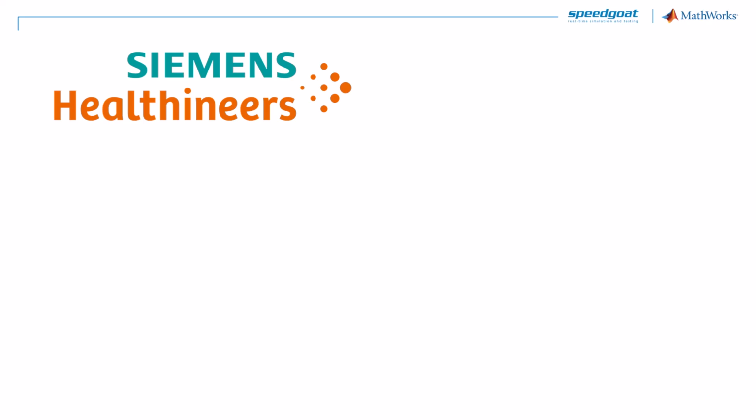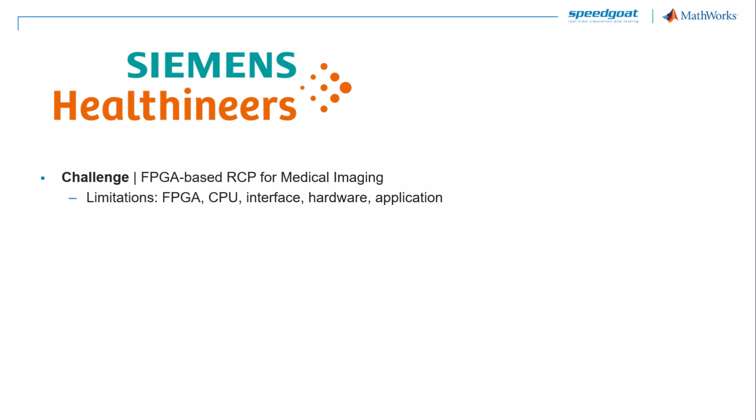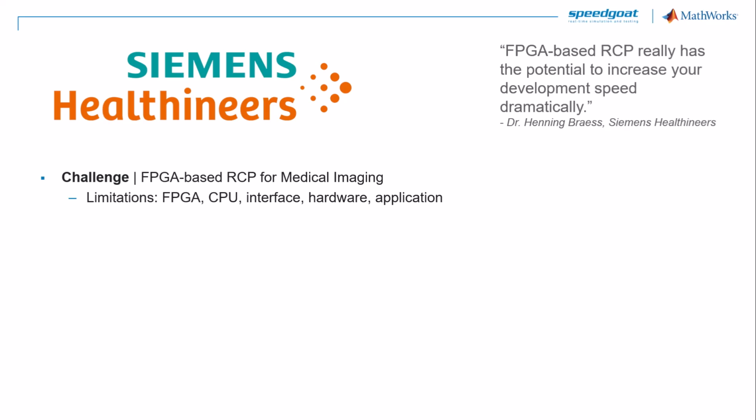As part of their development process, the Siemens Healthineers team are applying rapid control prototyping with FPGA-based computer vision, which leads to lots of individual elements of complexity: FPGA, CPU, interface, and hardware and application-specific challenges. And the bigger challenge is then, of course, to retain all the benefits of RCP, such as rapid evaluation and iteration cycles and increased development speed, as Dr. Bress from the team states, and do so while managing these various sources of complexity.